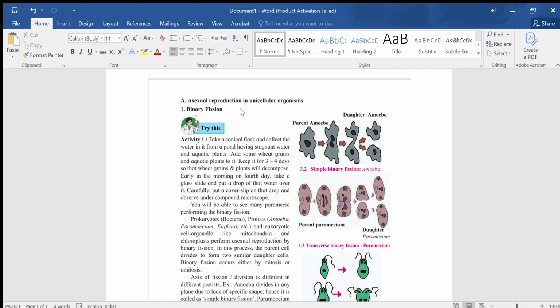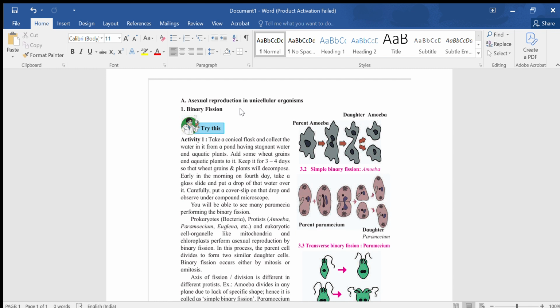And in eukaryotes, cell organelles like mitochondria divide themselves and create new ones. Mitochondria and chloroplast are available in the plant cell, and they also perform asexual reproduction via binary fission. So let me see what happens in binary fission. In this process, the parent cell divides to form two similar daughter cells. The parent cell duplicates itself to create two different cells.